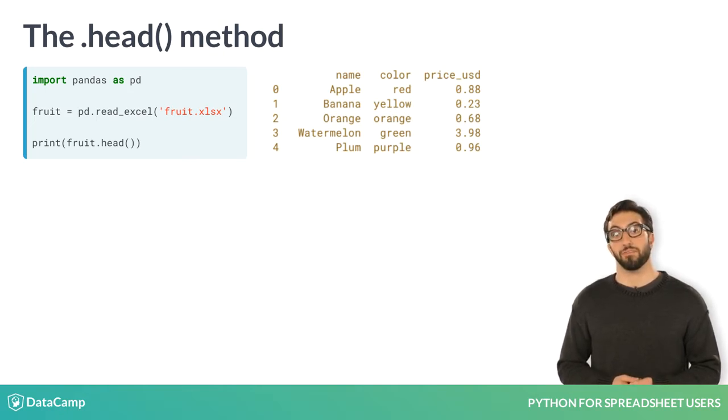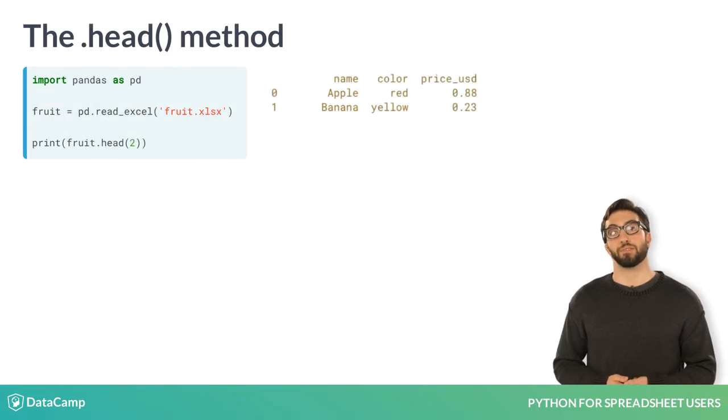You can see on the left, in our last line of code, we accessed this method by writing fruit.head, followed by a set of parentheses. We place fruit.head inside the print function so our results will display in the console.